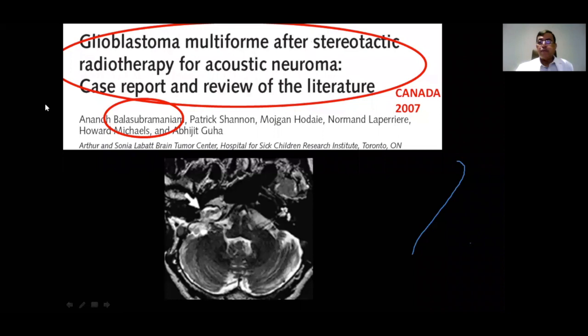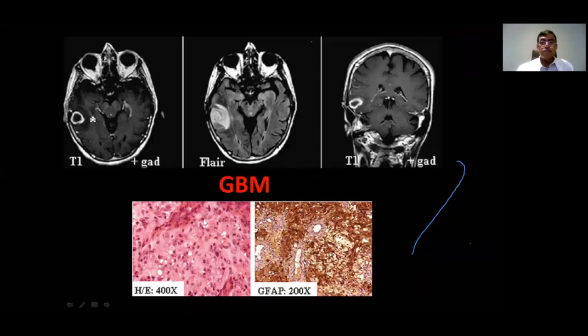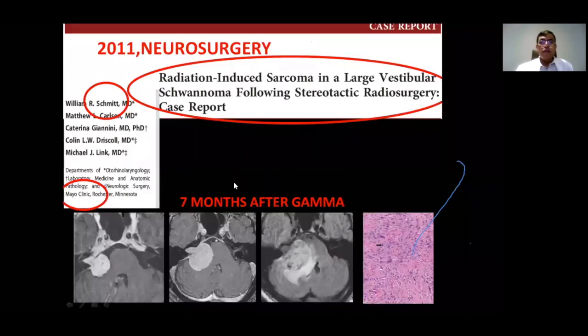Look at this paper from Canada, 2007, a glioblastoma multiforme after stereotactic radiotherapy for acoustic neuroma. Look at this, JVM. Radiation-induced sarcoma in large vestibular schwannoma following the radiosurgery. So this is the case that increased after gamma knife surgery, and it was changed to malignant 7 months after gamma knife.